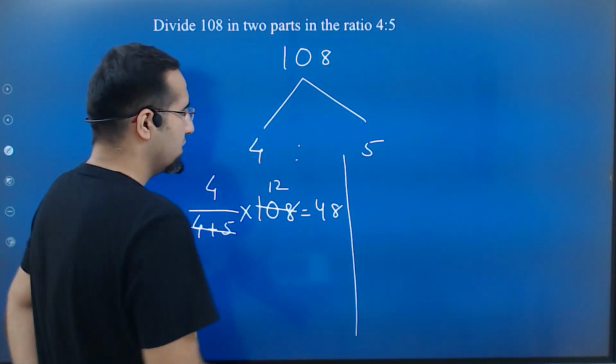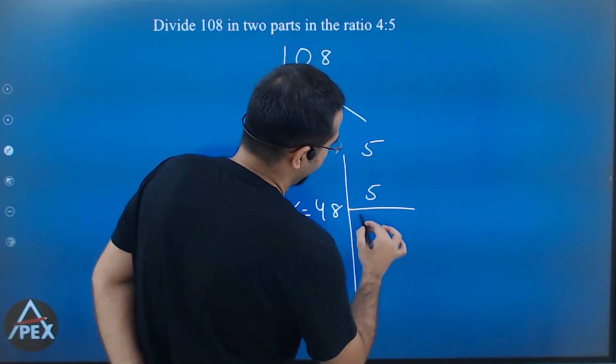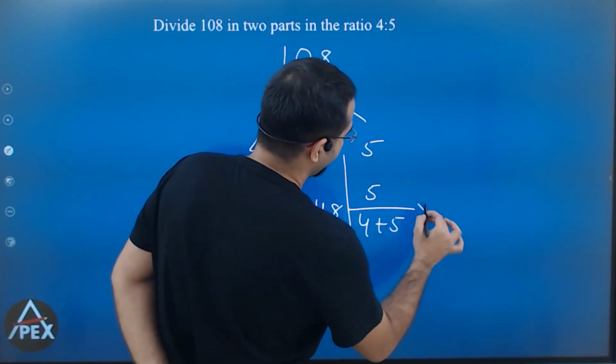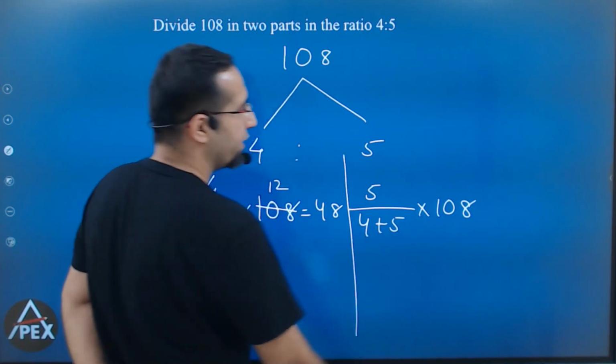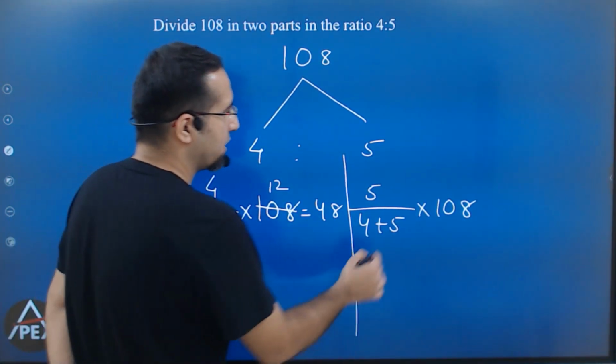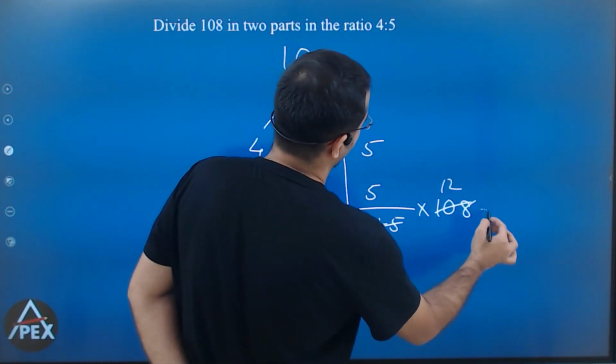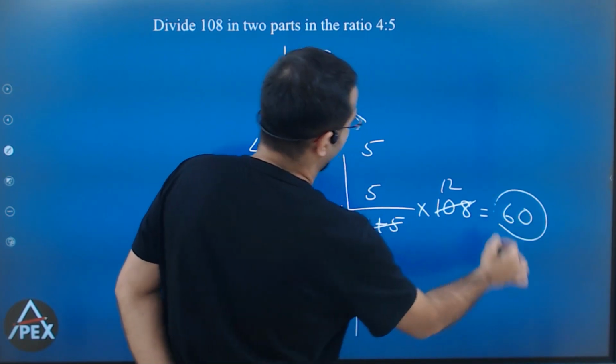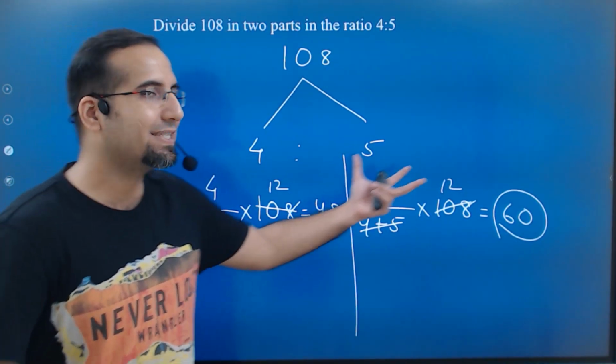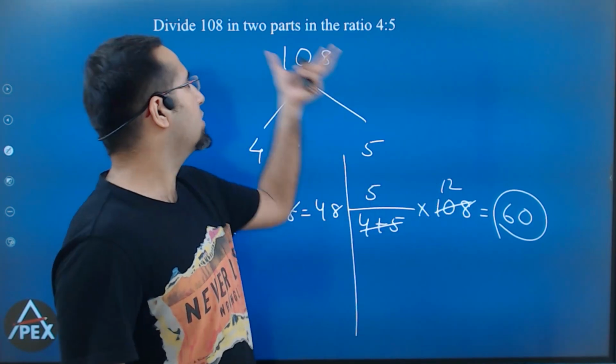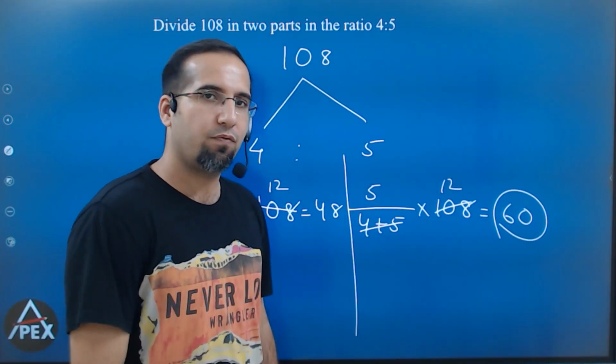Let's apply this. Now the other part is going to be 5 divided by 4 plus 5 of total. Now the total is 108 again. Clear? So this is 9 ones are 9, and 5 twelves are 60, which becomes our final value. So 48 and 60, 48 plus 60 is 108, and that's going to be our final answer.